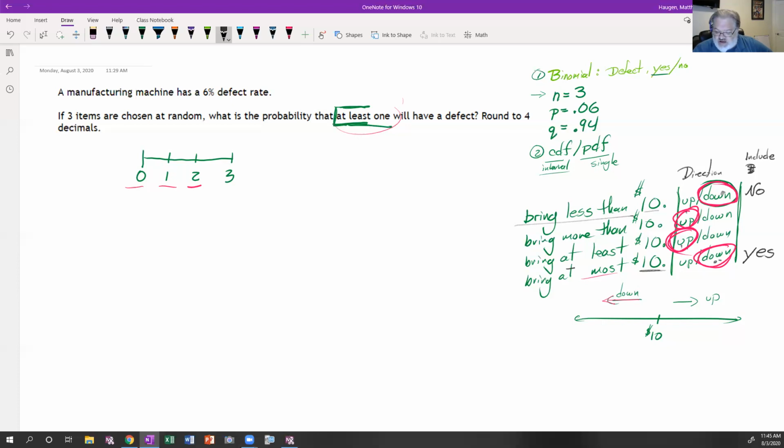Bring more than $10, is the $10 included, yes or no? Nope. You said no. Okay, I'll take a nope. But the other one that's going up, at least $10 is an up, but is the 10 included? Yes.